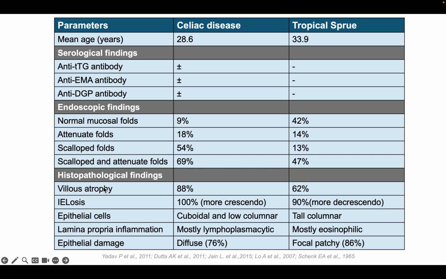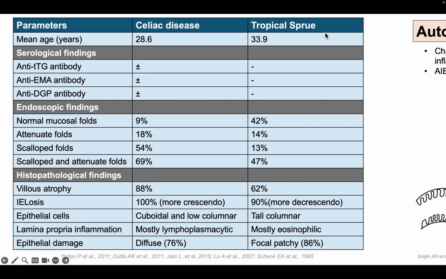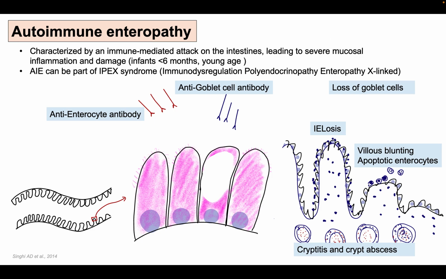Okay, and here the main characteristic point is the ileosis. So here the ileosis in the tip of villi, but the base of villi is involved, then it is a tropical sprue. Okay, and here you can see the serological finding. So celiac disease shows the positive serology for anti-TTG, anti-EMA and anti-DGP antibody, but tropical sprue is always negative for this serology. The next disease is the autoimmune enteropathy.